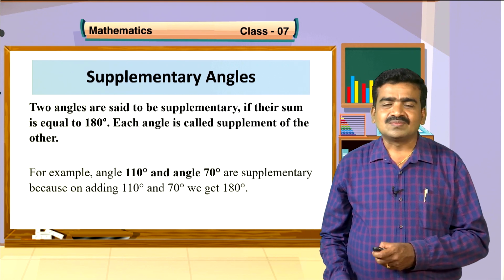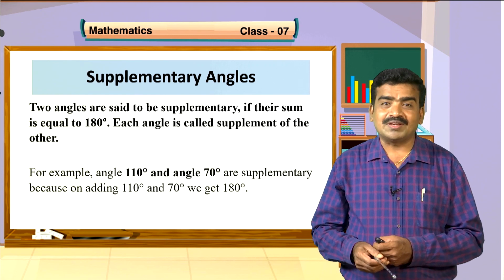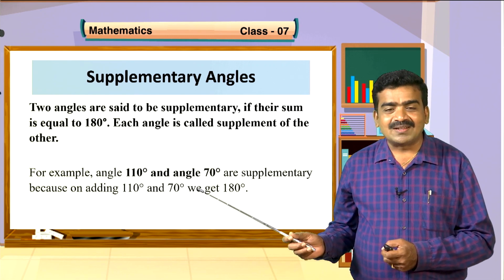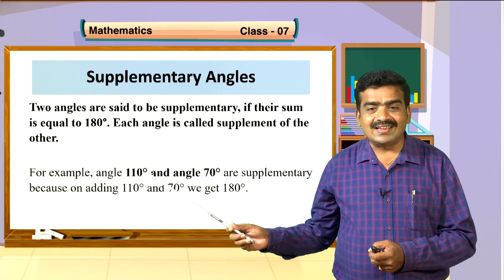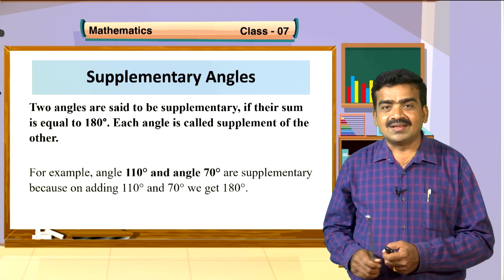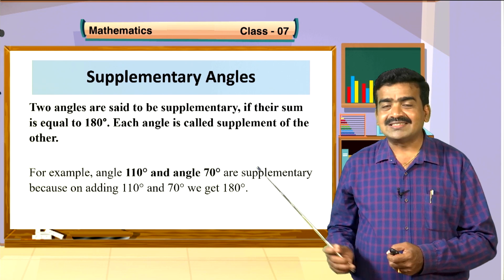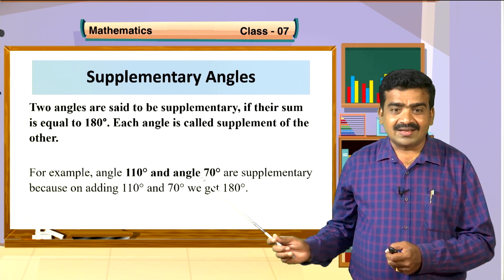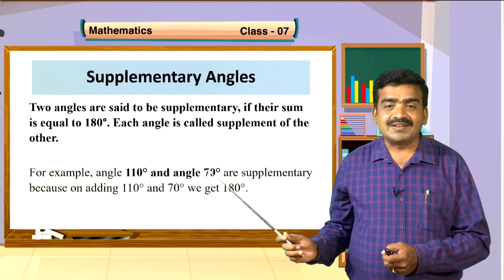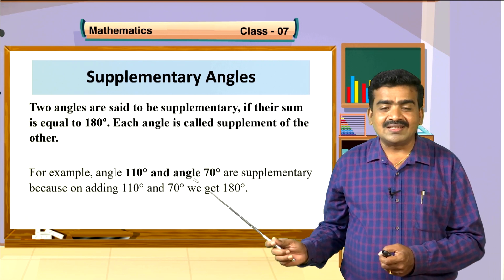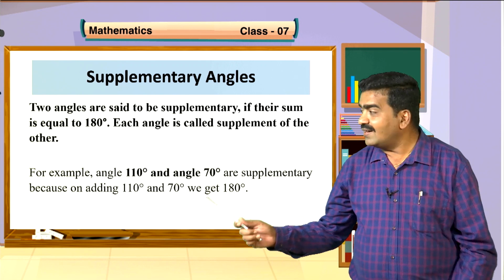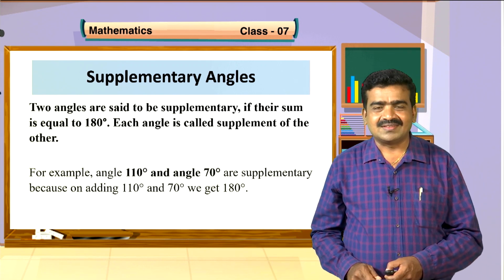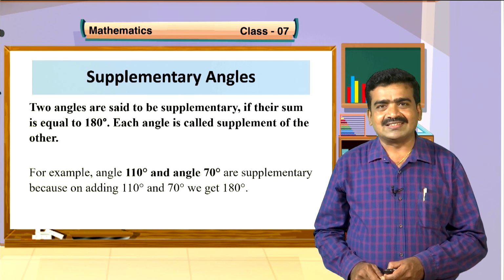And also you can give an example for supplementary angles. One such example is 110 degree and 70 degree. These two are supplementary angles, and one is the supplementary angle to the other. Here, why are 110 and 70 degree called supplementary angles? Because if we add these two, we will get 180 degree. That is the meaning of supplementary angles.